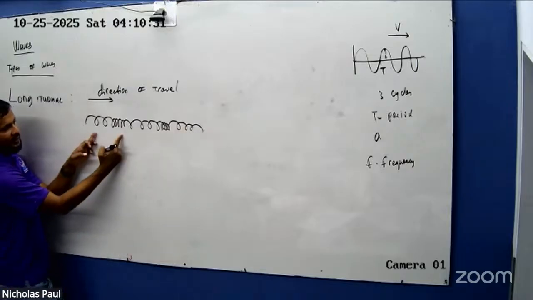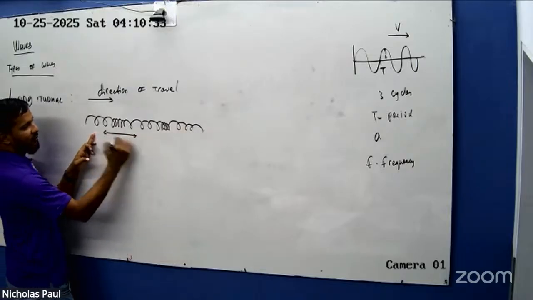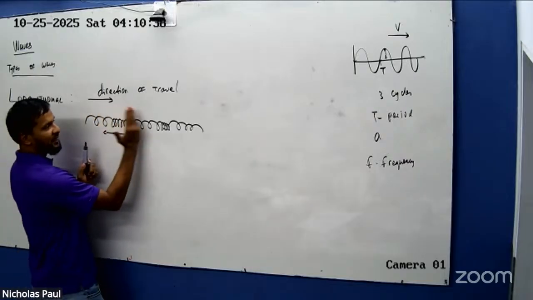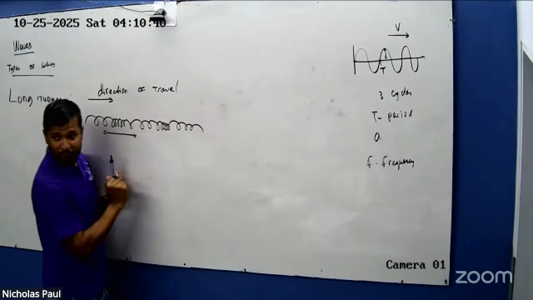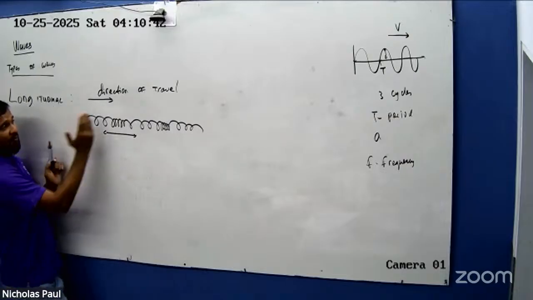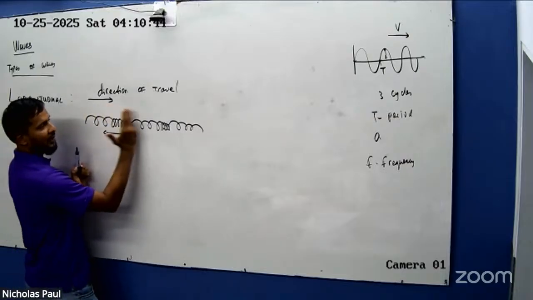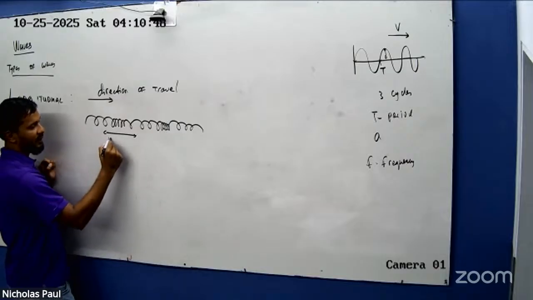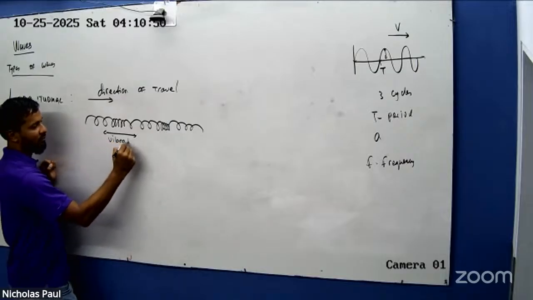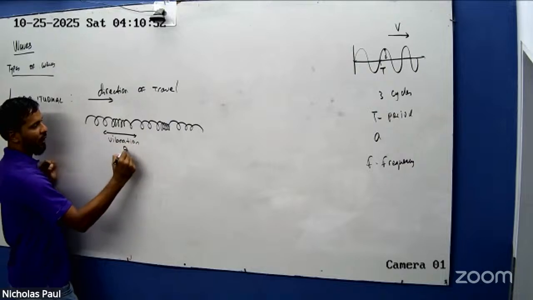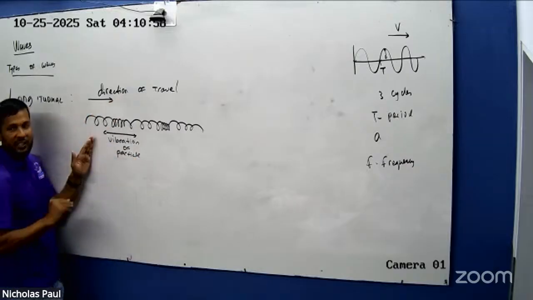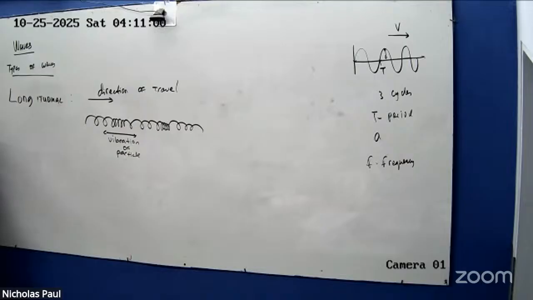So you will see that your particles are vibrating like this, left and right, and the wave is moving to the right. This is the vibration of particles. So the particles vibrate in the same direction as the direction of travel. That's okay?